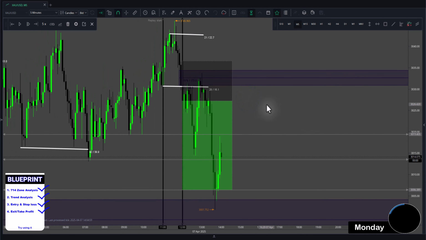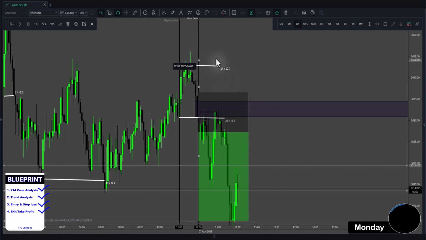Now, do you see what we did here? We used that same blueprint. First, we find our zone. This is the 714 meter zone. We find it, and we analyze the zone. When we analyzed it, this is what we had: a very nice V trend, or triangle trend. We analyze that triangle trend, and we know how to trade with it.